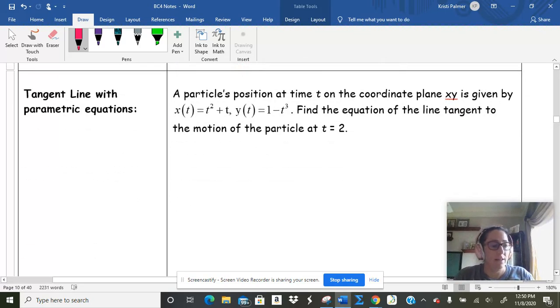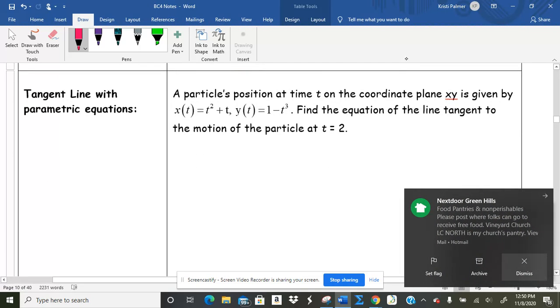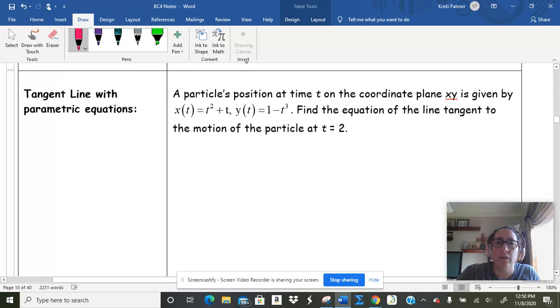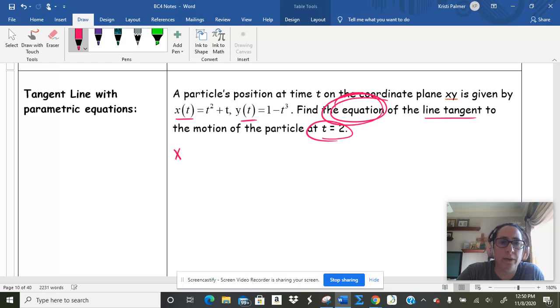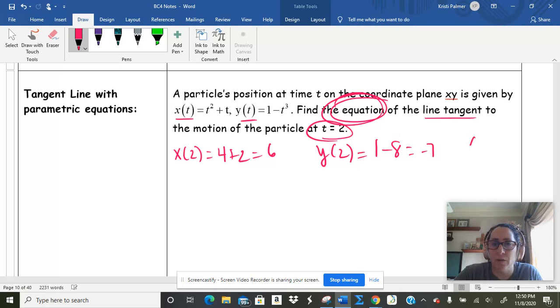Okay, let's do a tangent line. So here it gives me the position, and I want the equation of a line tangent when t is 2. So let's find our point. So I get out 6 and negative 7. So I have my point of 6, negative 7.